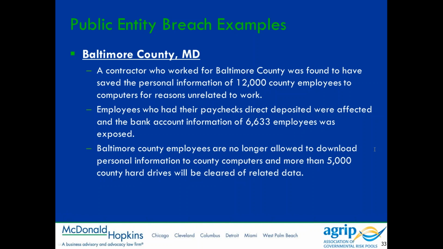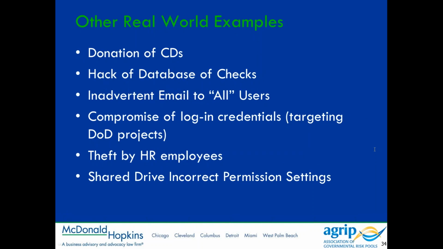Here there were 12,000 county employees whose personal information this contractor had saved on a computer. It was unrelated to work, and employees had their direct deposit information rerouted. Over 6,000 individuals were affected here, and 5,000 county hard drives were cleared of related data. So again, it's important that we are conducting proper vetting of our contractors and our employees, especially when we no longer have a relationship with those parties.